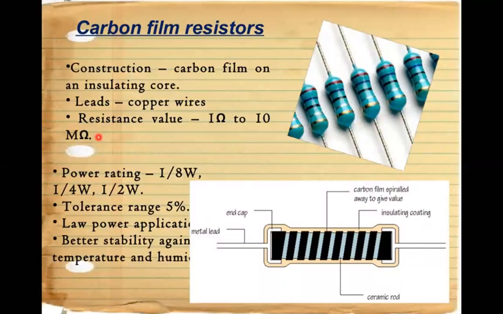Okay, and how it looks like, this is the metal lid. This is the end cap for the metal lid on both sides. This is an end cap and this is a metal lid. This is a ceramic rod, and here you can see that the carbon film is peeled away to give the value, and this is an insulating coating. Above this you can see that this is an insulating coating, and above this particular insulating coating, the color codes are specified.